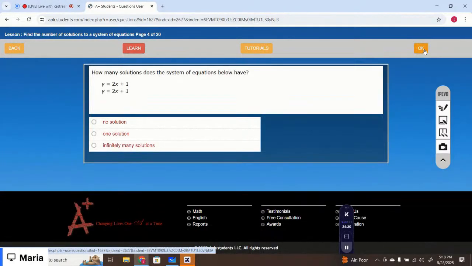How many solutions does the system of equations have? So the equations are identical, so they have infinitely many solutions. Option number two is the correct option.